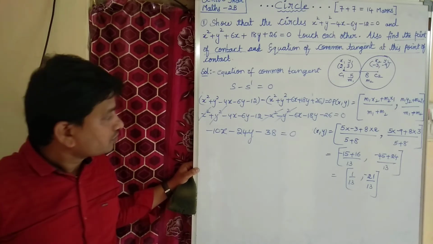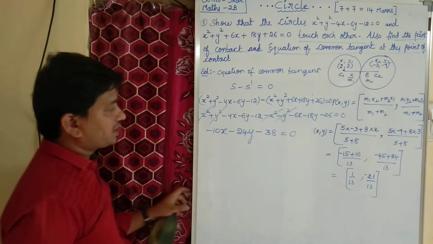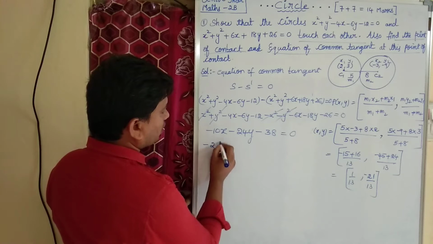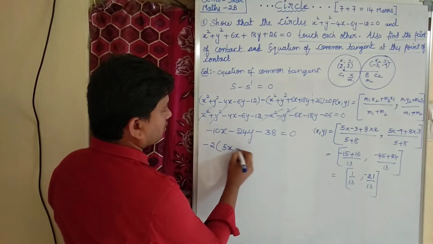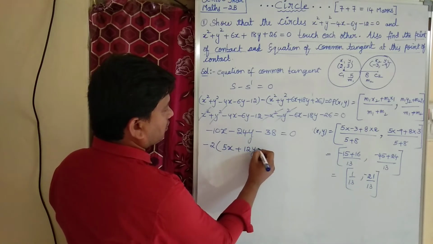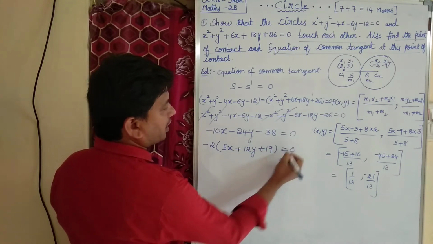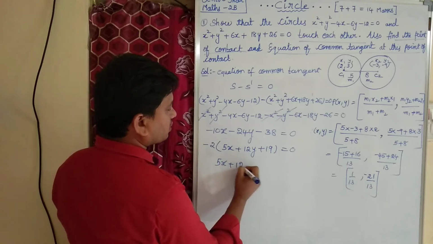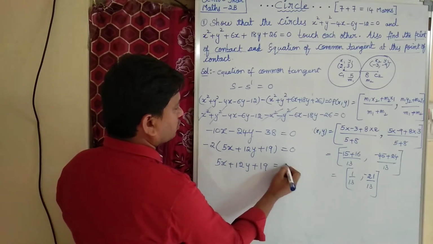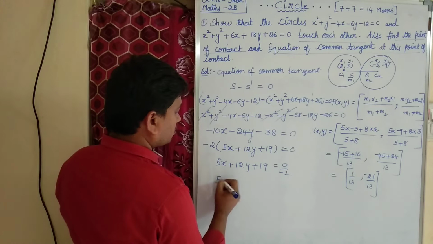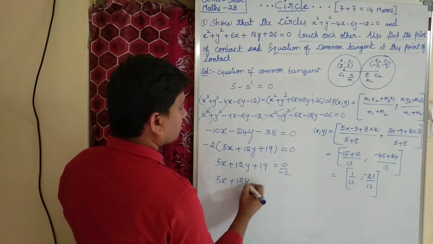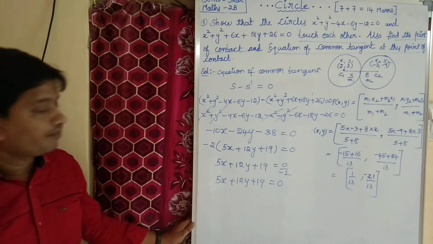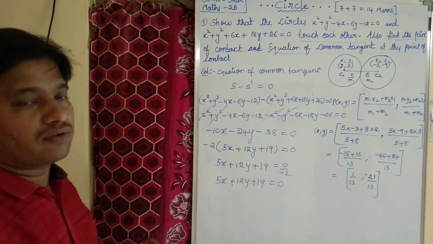So let us take minus 2 common. 2 5s are 10, 2 12s are 24, 2 19s are 38. Minus 2 is multiplying, so transposing it, 5x plus 12y plus 19 equal to 0 by minus 2, which is 0. So the answer is 5x plus 12y plus 19 equal to 0.